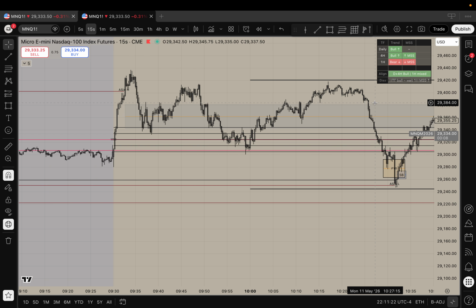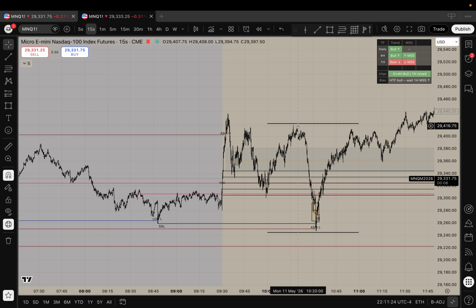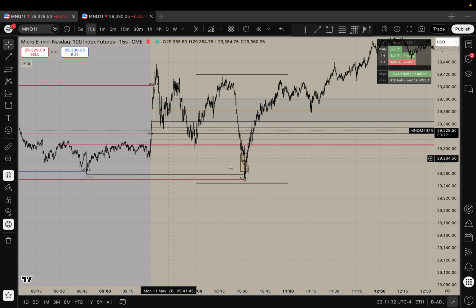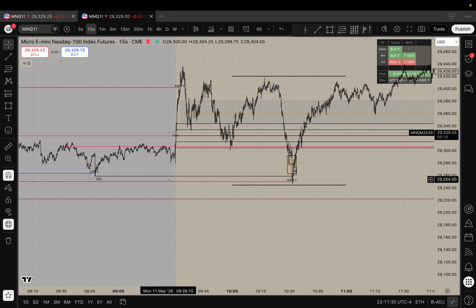And highs realistically would have been these two highs right here. They're too smooth right here to not target those, so that would have been a great first take profit, and then this high would have been a great second take profit. That's kind of it for me today.